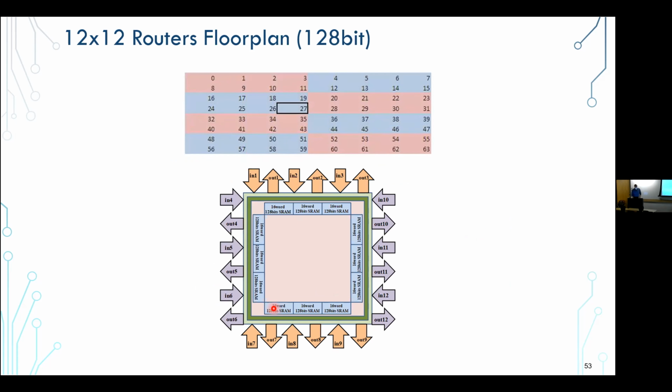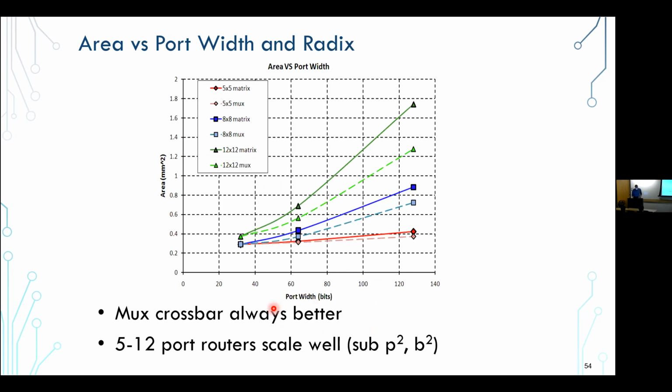12 by 12, this is further concentrating things to 12 cores talking to a single router, and then doing meshes in between. And so then you can take a look at how things look in terms of area. Obviously, with port width in bits, if we go up, things should be growing linearly, right?